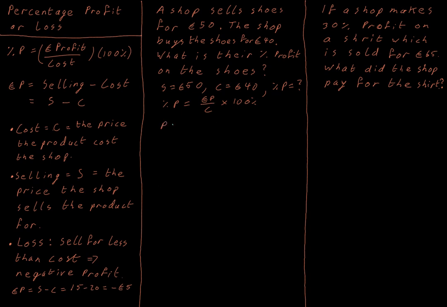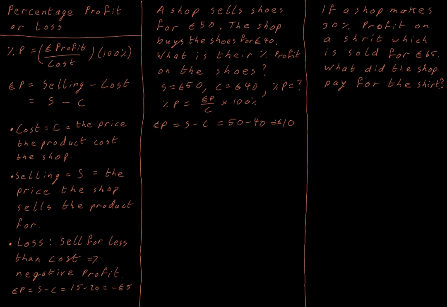So I can figure out that the profit would just be the selling price minus the cost price: how much I sold something for, minus how much it cost me. So 50 minus 40 is going to give me 10 euro. So my euro profit is going to be 10 euro.